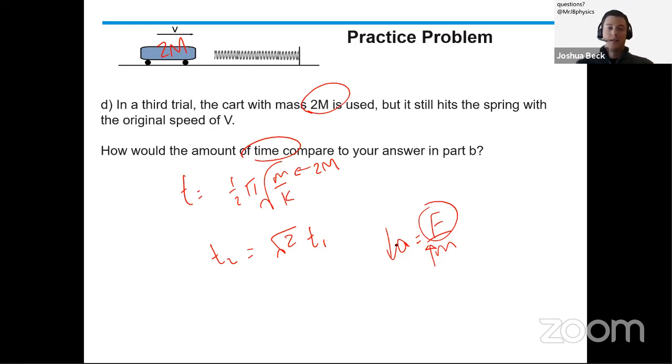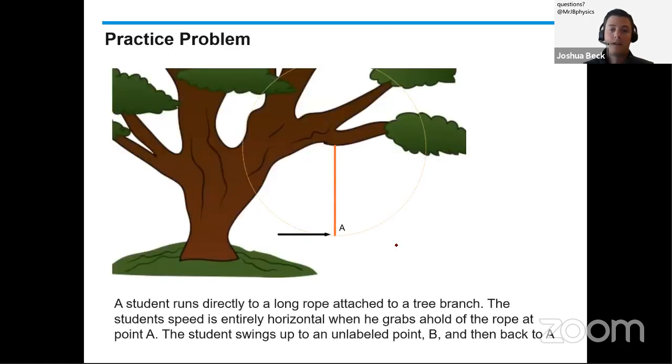Okay, and then bring it to that point where the velocity is 0. It's going to take a little bit longer to do so. I'll give you another example problem here.